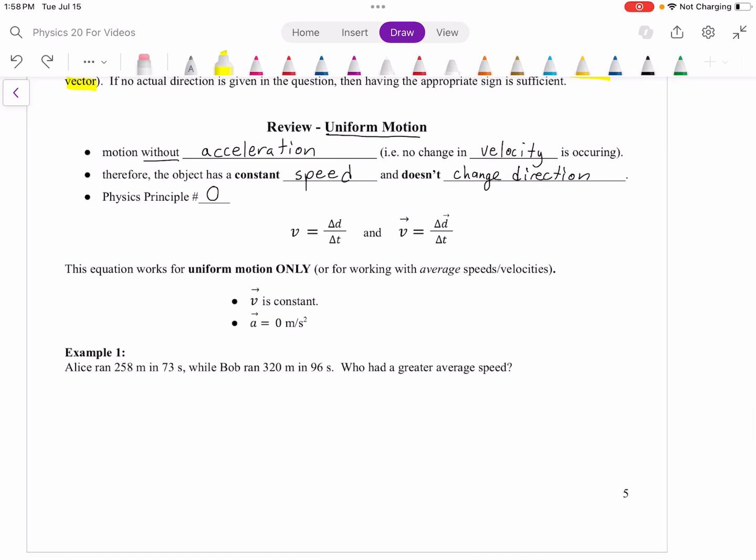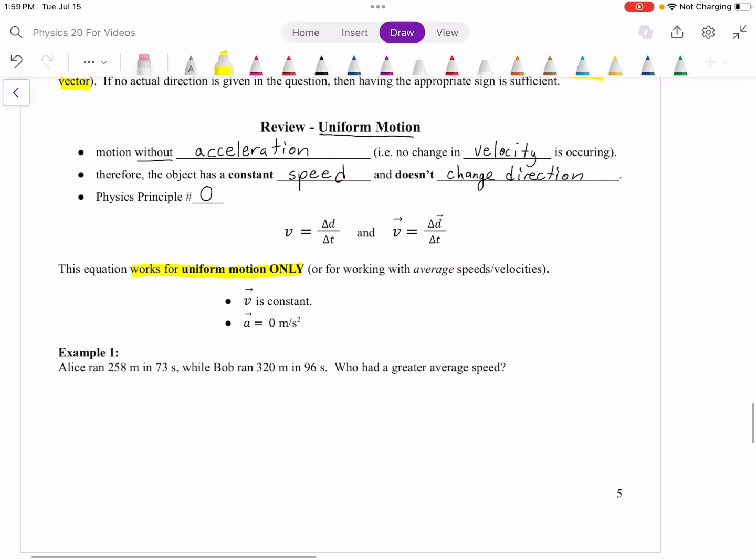And so this equation that we've just reviewed here, this v equals d over t, okay, this equation actually only works for uniform motion. You can probably tell we're not always going to stick to uniform motion in Physics 20, but for today we are, okay? So this equation only makes sense if something is not changing its velocity, right? And I mean, we can kind of see that because we're just calculating the one velocity or the one speed, okay? It also works with average speeds or average velocities.